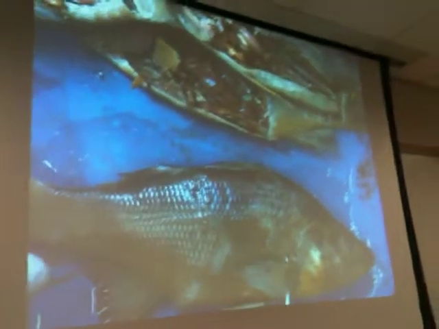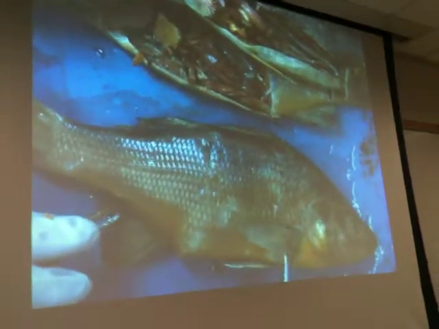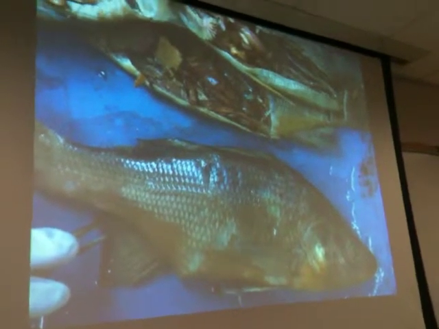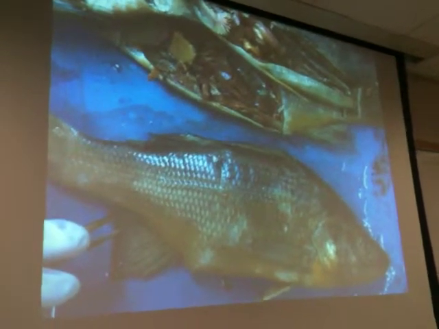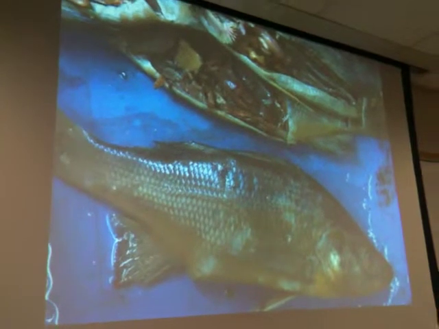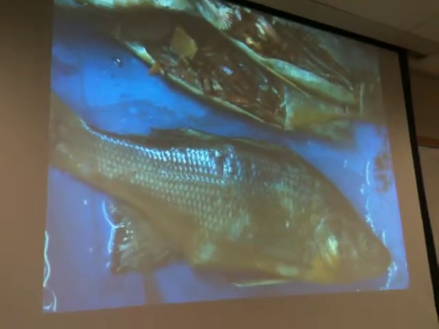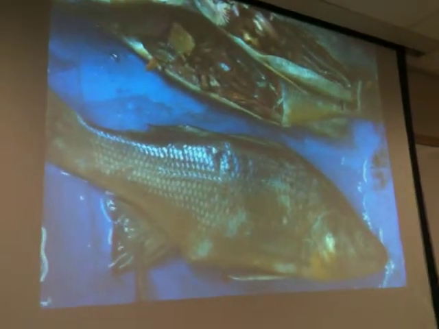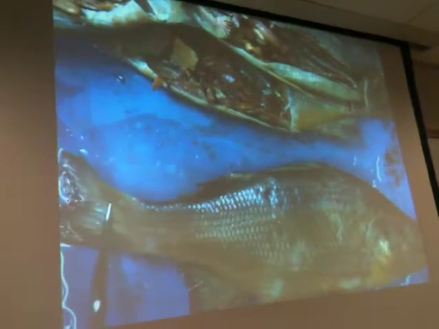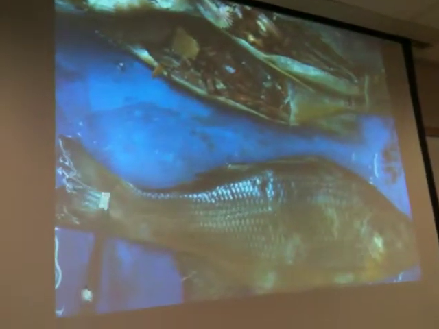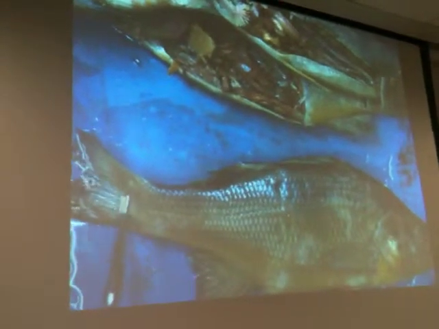Okay, so right here is the pectoral fin, down here. Okay, down over here is the pelvic fin. Okay, over here is the anal fin. Okay, the big fin in the back is the caudal fin.